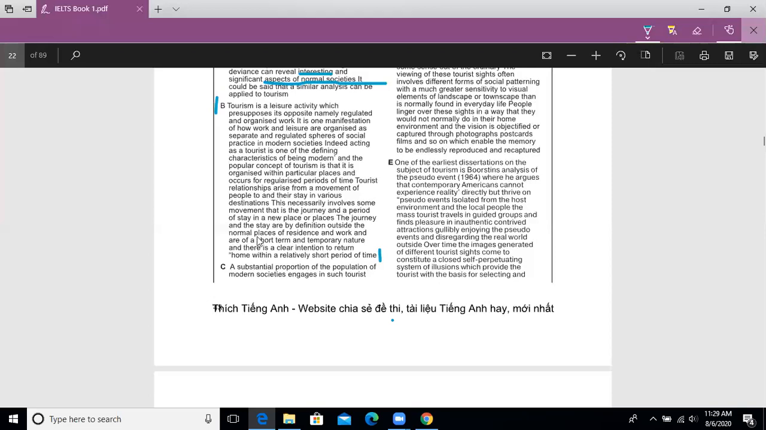The journey and stay are by definition outside the normal places. Journey and stay are by definition outside of normal places of residence and work and are of short-term and temporary nature, and there is a clear intention of return home within a relatively short period of time.